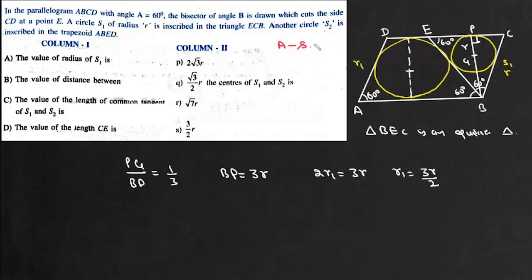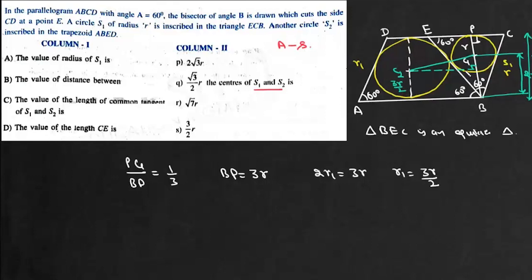Now this b is the value of the distance between the centers of S1 and S2. So we have to find the distance between the centers of S1 and S2. Now we'll draw this perpendicular here. This is C2, and we have to find this length. Now this length here is 3r. This is r. So this length here will be 2r. And this is 3r by 2. So 2r minus 3r by 2 is r by 2.